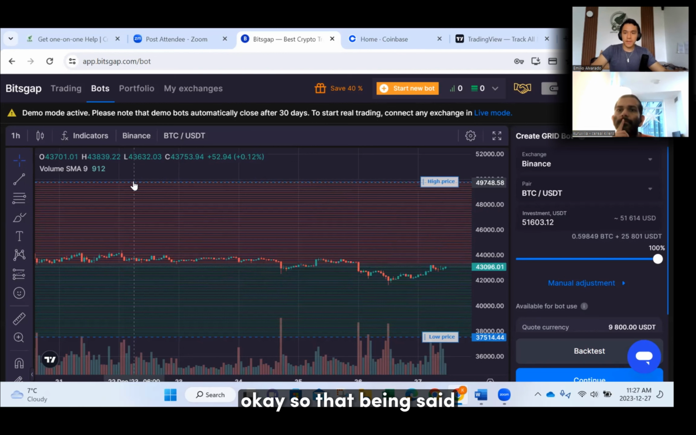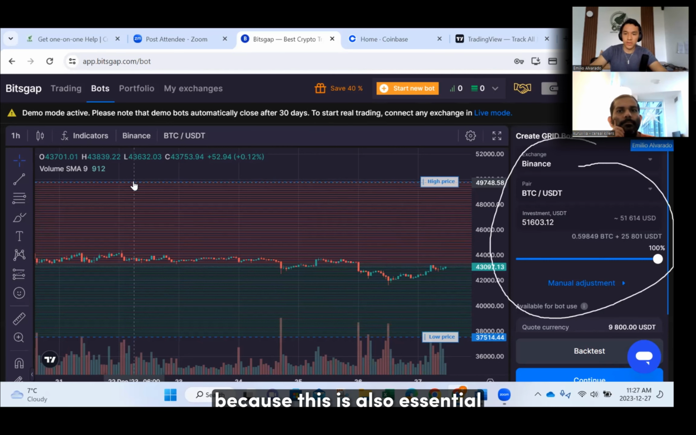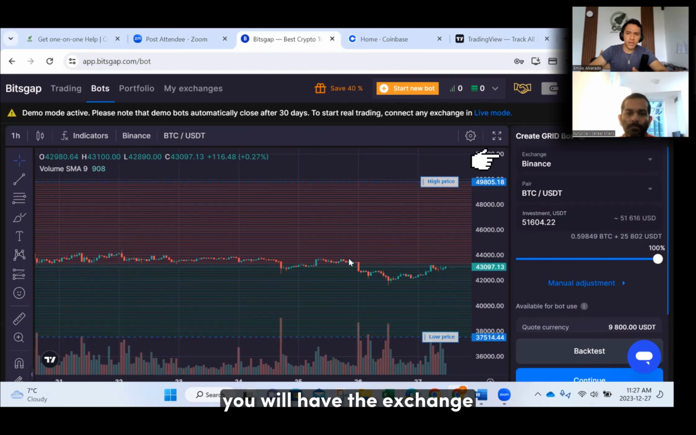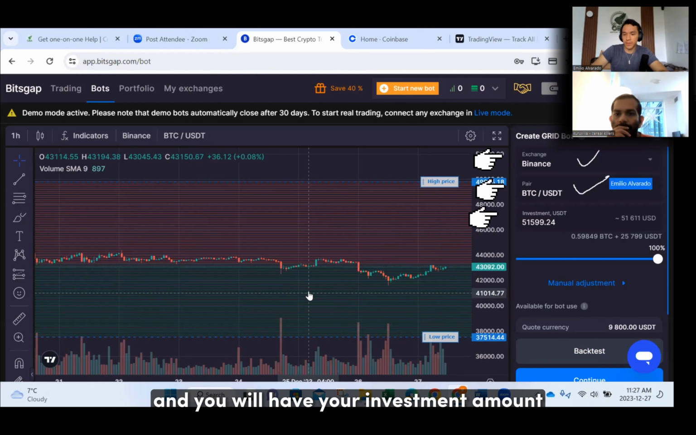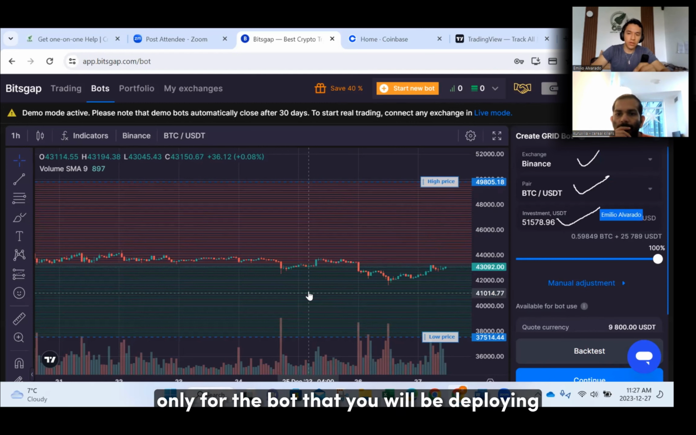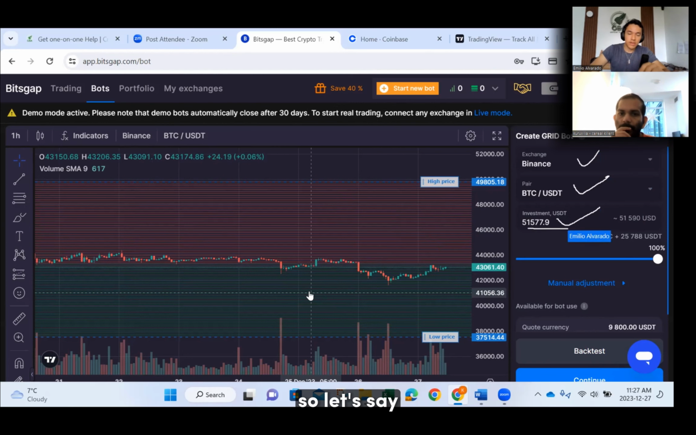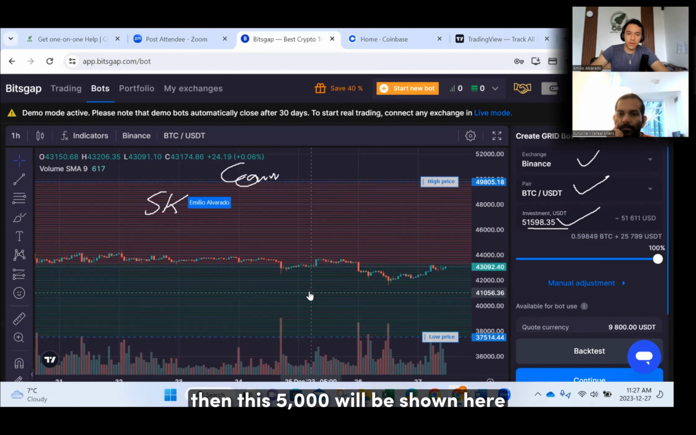Okay. So that being said, let's dive into this, because this is also essential. You will have the exchange, you'll have the crypto pair, and you will have your investment amount. This will be only for the bot that you will be deploying. So let's say your whole account on Binance or Coinbase, let's say Coinbase, you have 5,000. Then these 5,000 will be shown here on investment.